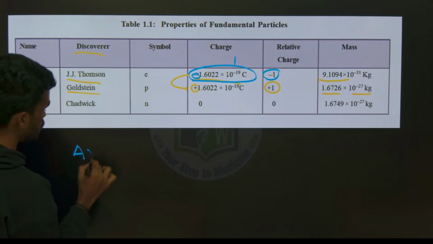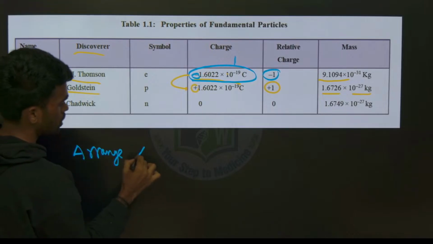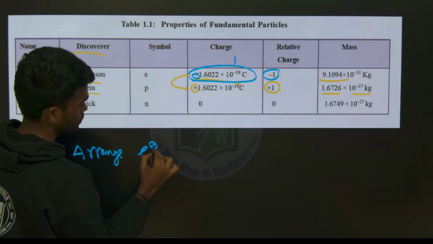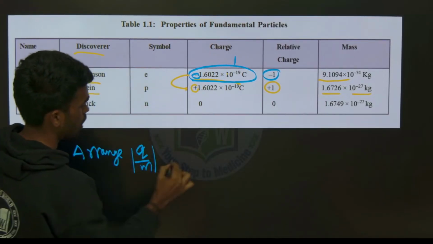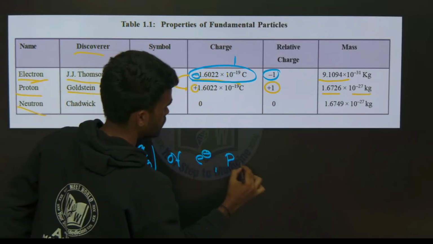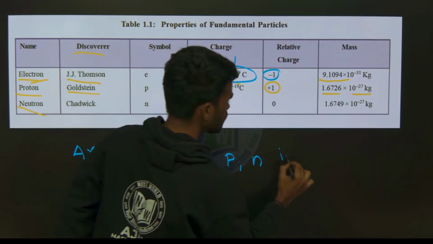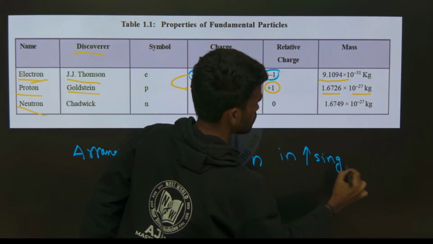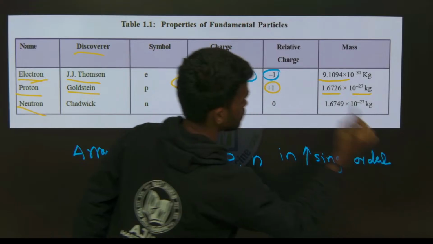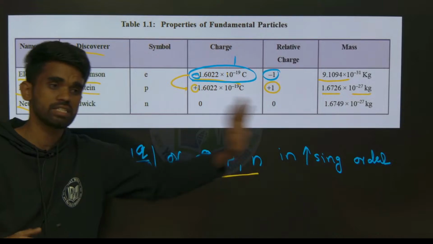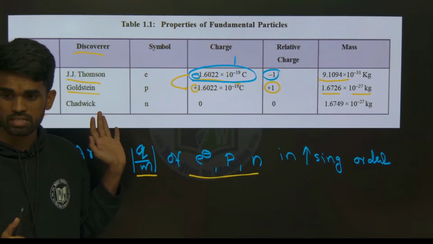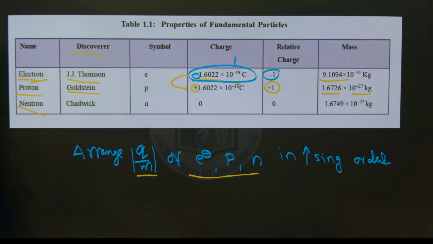Arrange the charge to mass ratio of electron, proton, neutron in increasing order. So which is like the Q by M ratios of these particles, just arrange them in increasing order, that's it. What is your answer? Once again, see, I have applied mod here, so consider only positive values. So now tell me.